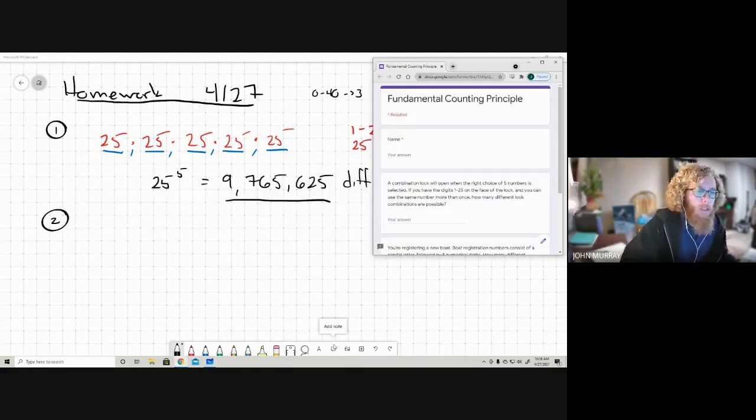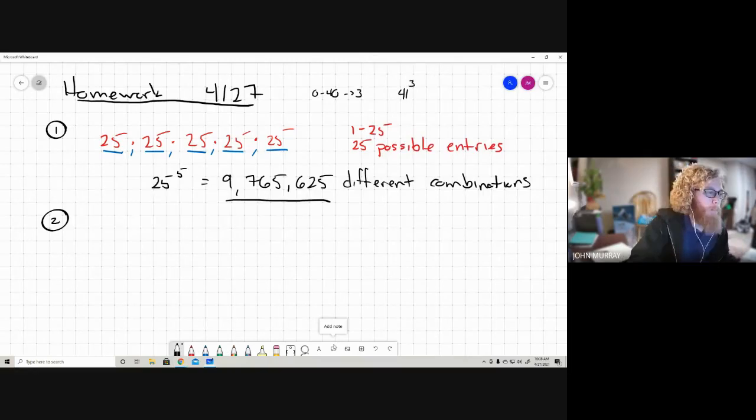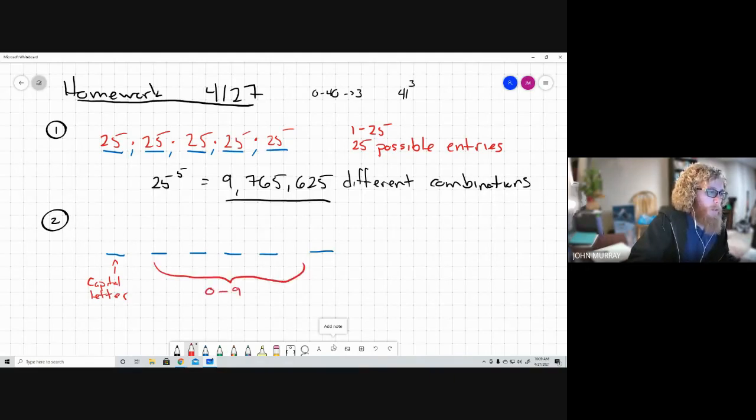All right, for our second one, you're registering a new boat. Boat registration numbers consist of a capital letter followed by 5 numerical digits. How many different combinations of boat registrations are there? So here we're combining. A boat registration is made up of 6 characters. The first one is a capital letter, and then the rest are the numbers 0 through 9.